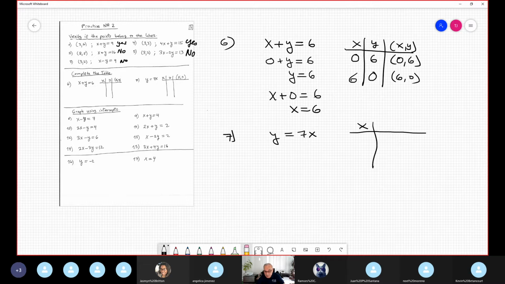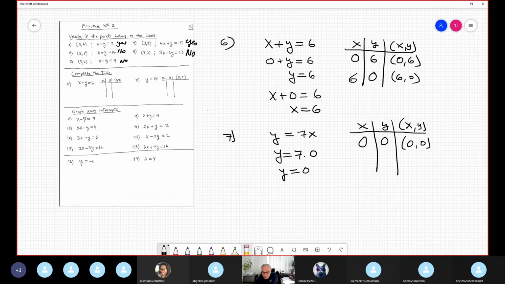x, y, x comma y. Suppose x is 0 and y is 0, no? When you suppose x equals 0, y equals 7 times 0. 7 times 0 is 0. So 0. Wow. So this row is not good because it's a coincidence that it is (0, 0). That is because this line passes through the origin, which is (0, 0).